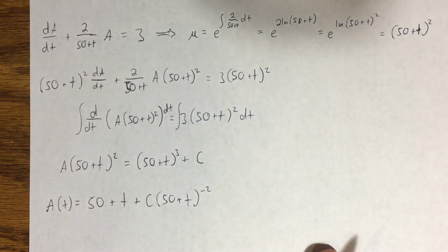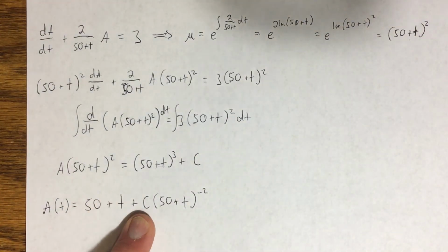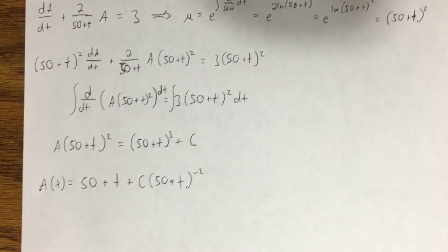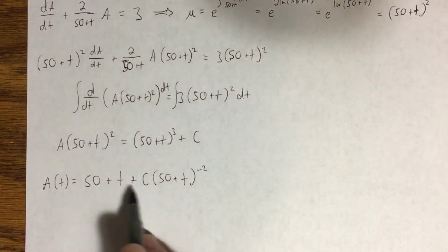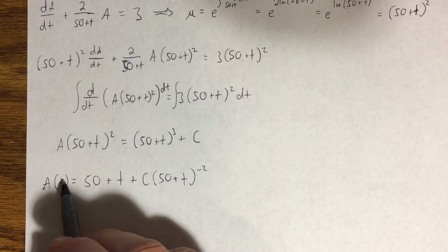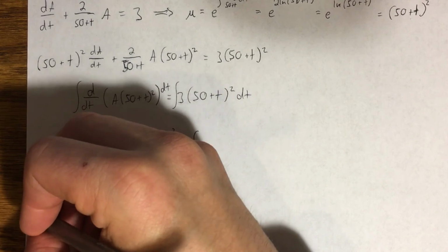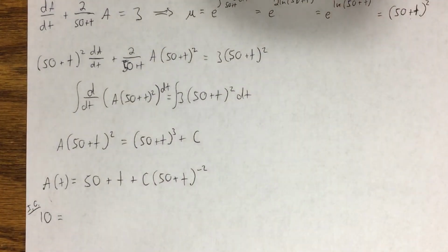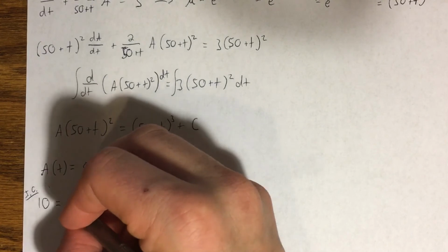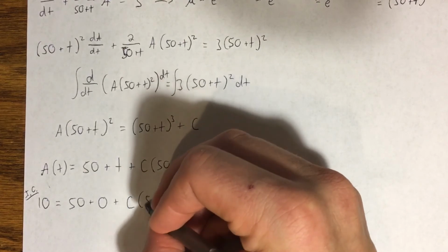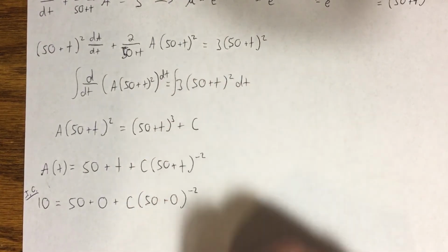All right, so we have that unknown constant c, and remember that's the job of our initial value to help us solve for that. So my initial value, once again, A of 0 equals 10. Let's plug that in and figure out what c is. So A of 0 is going to be plugged in here. That's equal to 10, so I can write 10 equals, I'm using my initial condition here, I know I've been writing that a lot, IC, for where I use my initial condition, 50 plus 0 plus c times (50 plus 0) to the negative second power.